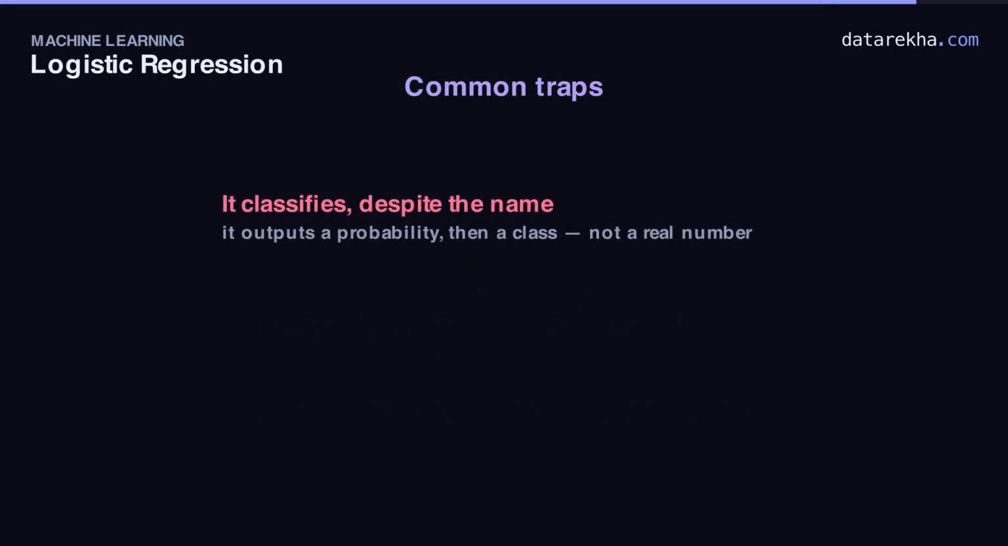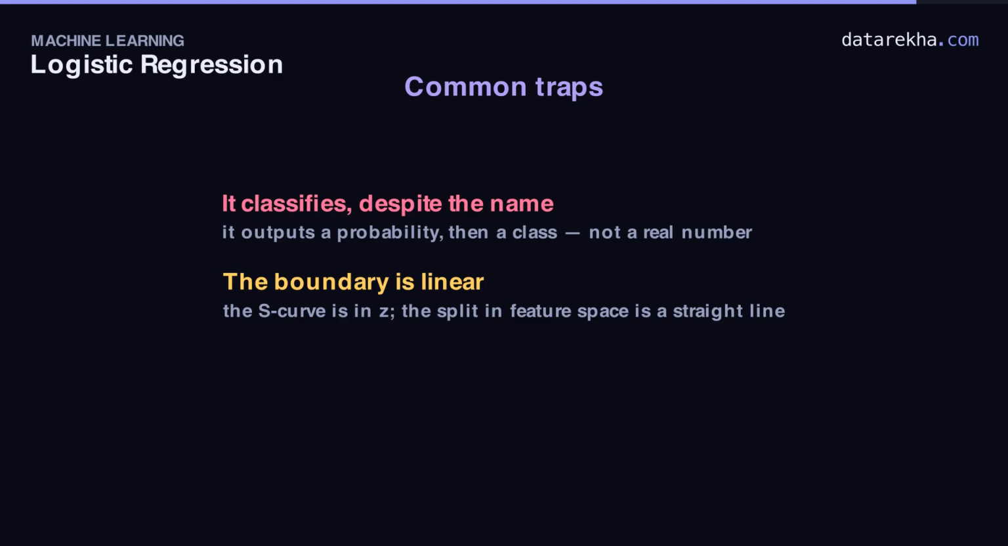Trap 1. The name misleads. Logistic regression is a classifier. It models a probability and the log odds, never y itself as some raw real number. Trap 2. Confusing the two shapes. The sigmoid is a curvy S in the score z, but the decision boundary out in feature space is dead straight. Curvy squashing. Straight boundary.